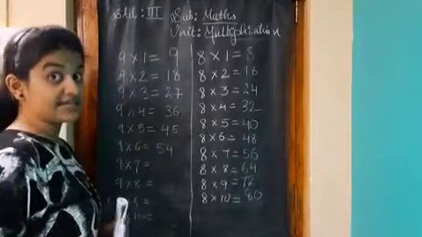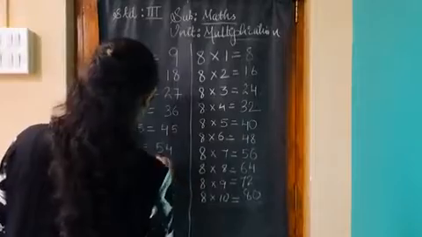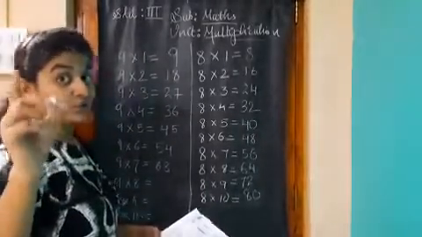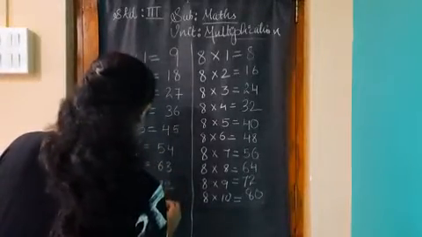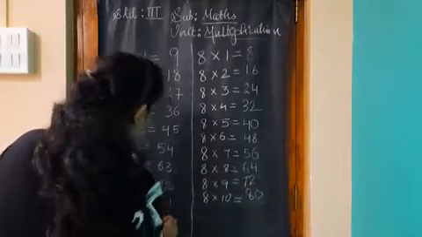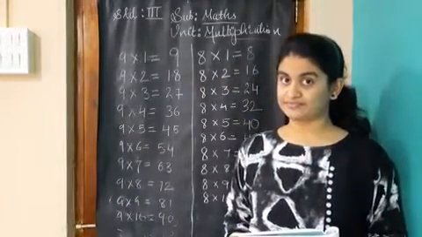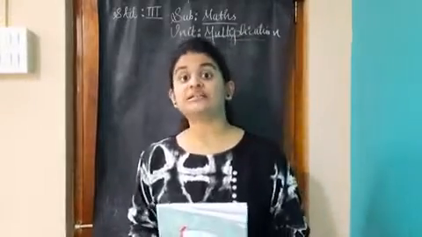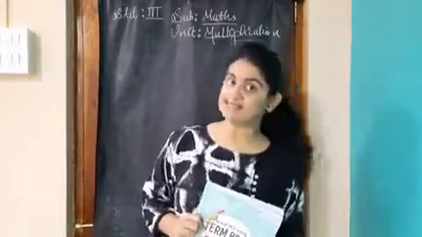9 7s is 63. 9 8s is 72. 9 9s is 81. And 9 10s is 90. Okay? So students, now we are going to solve the sums based on multiplication. Okay? Let's solve.